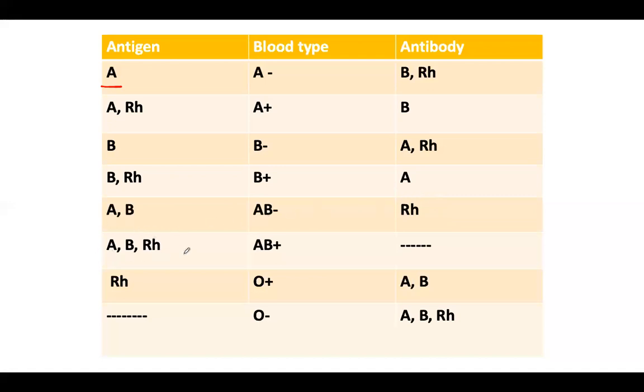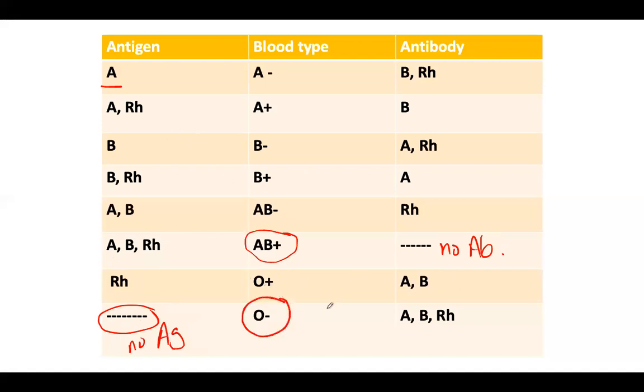And if I have all three present, A, B, and Rh, that's going to give me AB positive. Because I use everything as antigens, there is no antibody. If I only have Rh, my blood type is O positive, and A and B would be my antibodies. And if I have no antigen, so basically your red blood cell is bare, then your blood type is O negative, and all three options will be identified as your antibody.